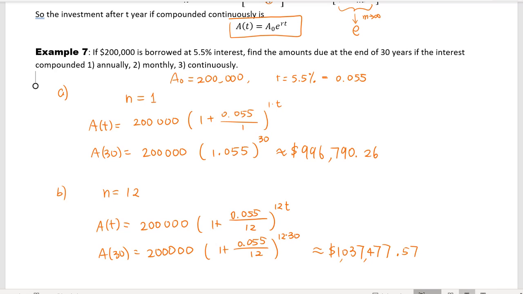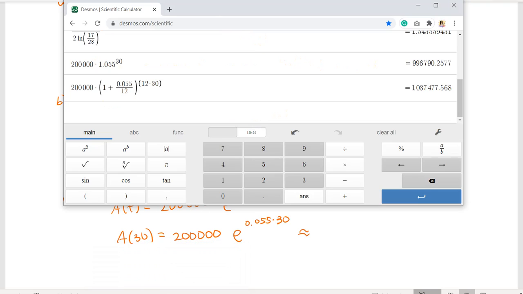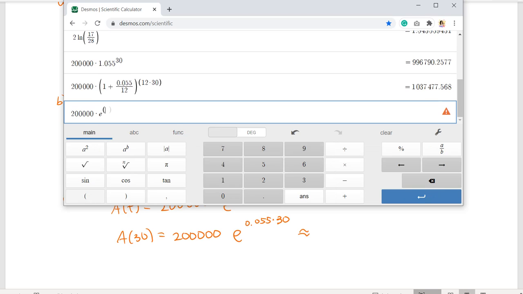Part C. If we compound continuously, then we use the formula A0 e to the rt. So A(t) is A0 e to the 0.055 t. So A(30) is 200,000 e to the 0.055 times 30. What is this? Let's see. 200,000 times e to the 0.055 times 30.